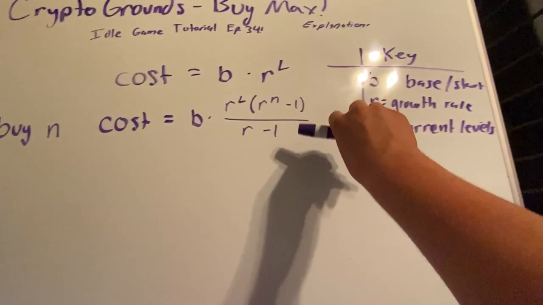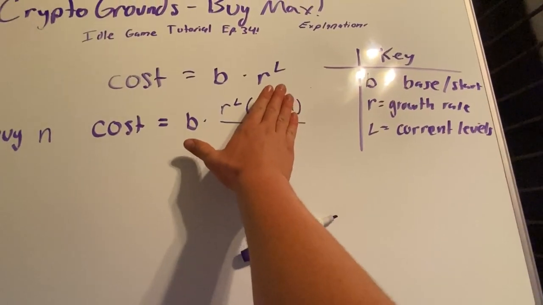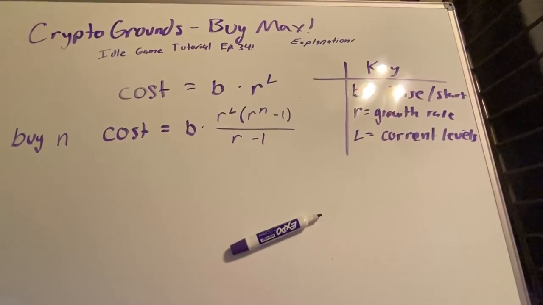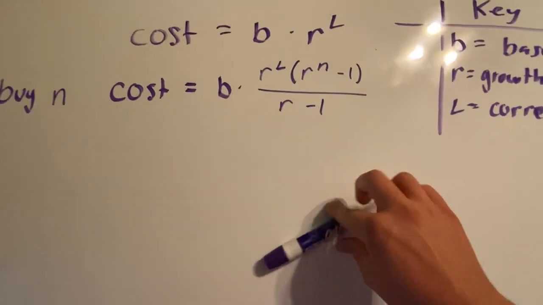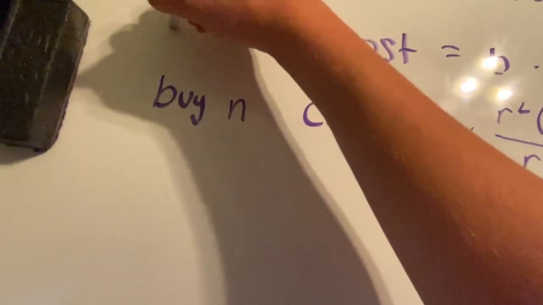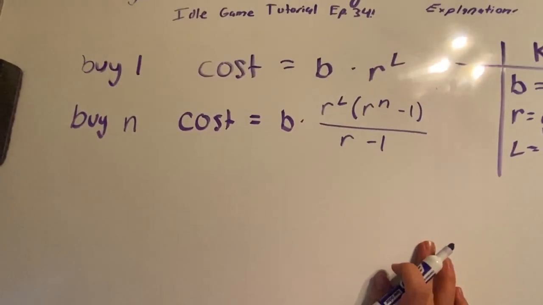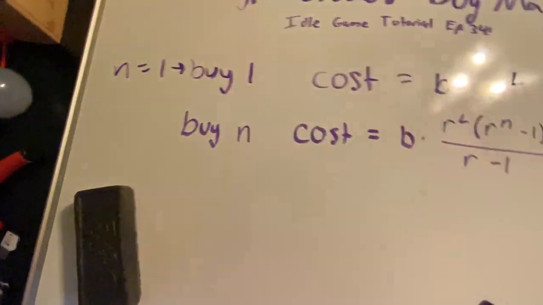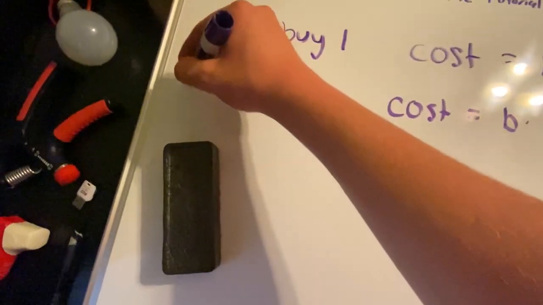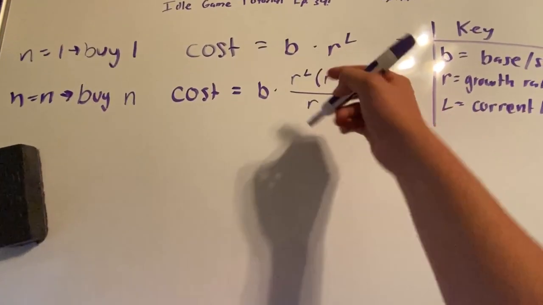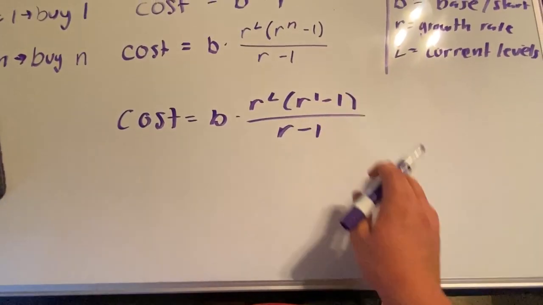You see, these look very similar, right? Just hide this, and you see this exact same equation. So how do we get here? I'm about to show you. So what we do is that this right here is the buy 1 cost, right? So in here, n equals 1 in this situation, right? Here, n is equal to n, whatever we want it to be, okay? So let's set n to 1. Okay, so now we have n equals 1.